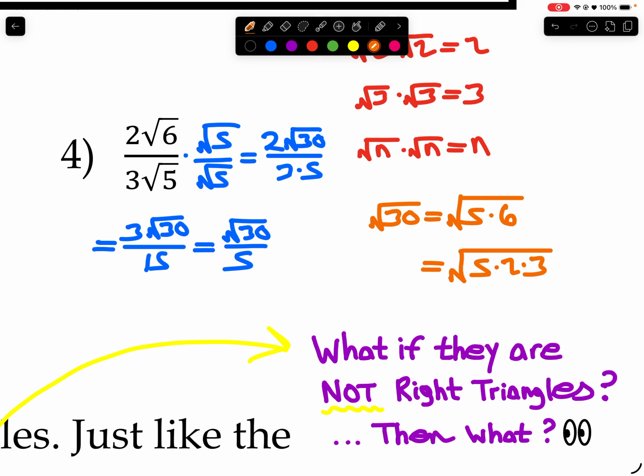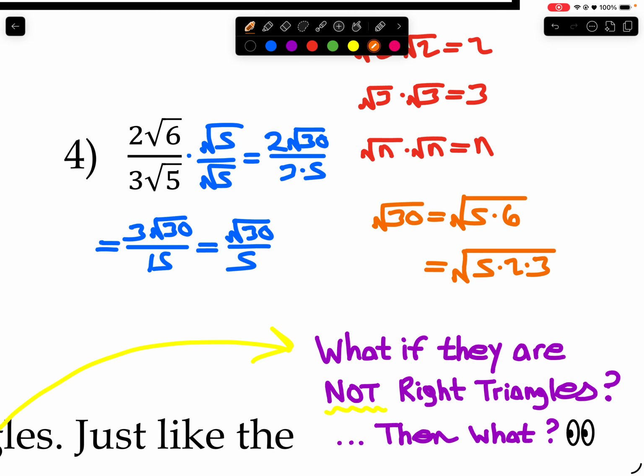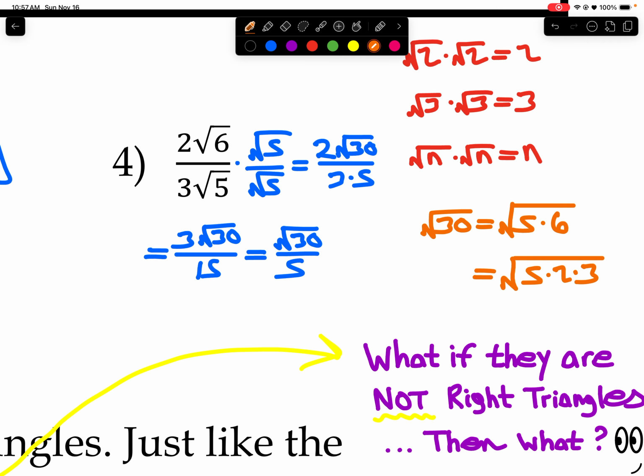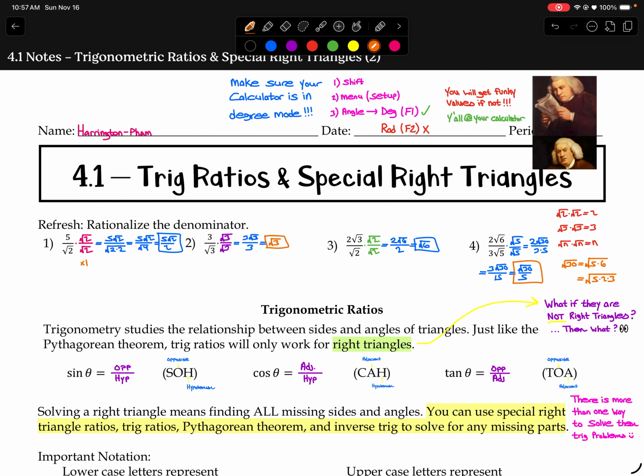So it doesn't break down anymore, which means it doesn't simplify, but if it does break down and simplify further, you are going to be expected to simplify those radicals as well. So your final answer would just be root 30 over 5. Okay, so that's a quick recap of rationalizing.